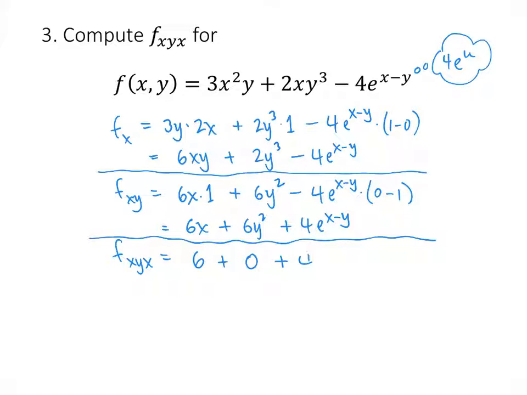And then finally, 4e to the x minus y, one more time. Think of that as e to the u, and the derivative of e to the u is e to the u, multiplied by the derivative of u, and the derivative of u is one more time, 1 minus 0. So our final answer is 6 plus 4e to the x minus y.